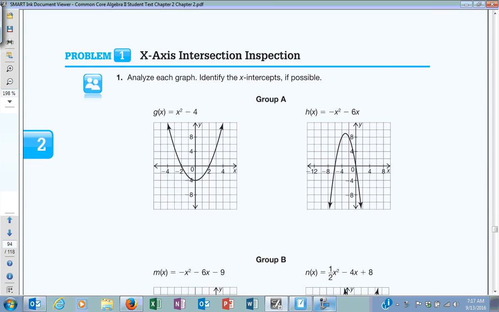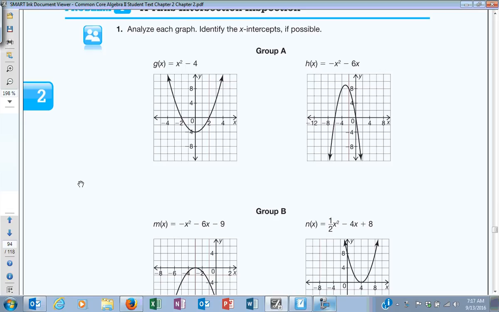Page 180 is where you should be. And we're going to look at group A. If I look at group A, what form is group A in? What's this one? You could call it standard.